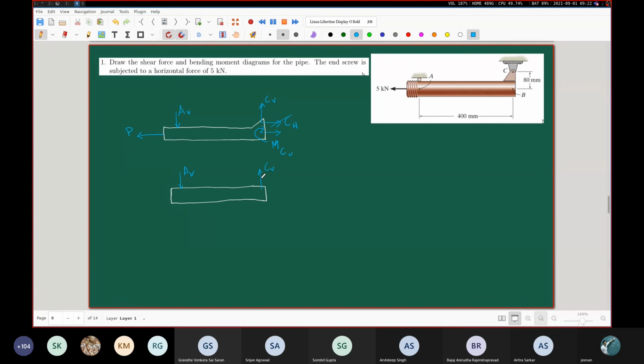You may notice that I have very easily translated this CV from its original point of application, which was up at this point, down to this point B. Okay, it really does not matter because it does not contribute any extra couple, unlike the CH, because there is no moment arm with respect to the point B as far as the placement of this CV is concerned. But you will end up with this MCH.